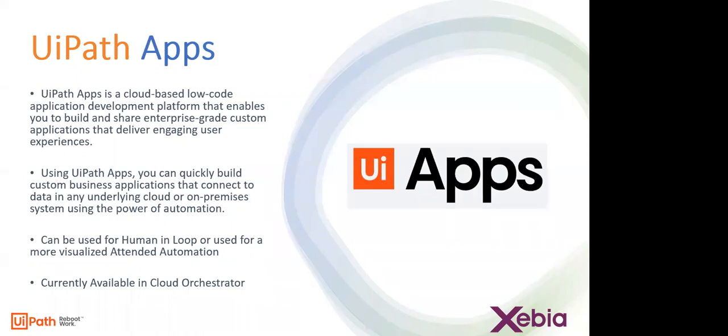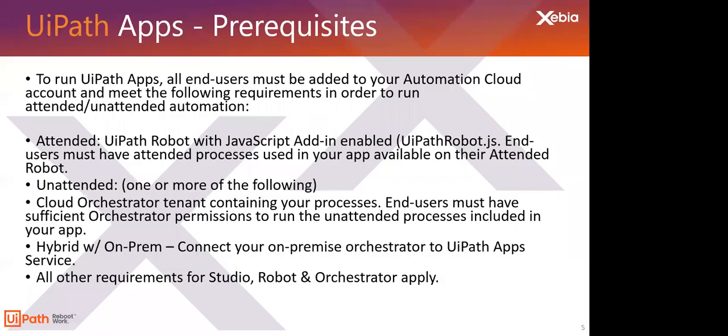They allow you to create a custom-built business application that connects to the data in an underlying cloud or on-premise system using the power of automation. The best thing about UiPath Apps is that you can allow a human in the loop for the whole thing. And you can create very good attended automations with proper visualization for the end user. Currently UiPath Apps is only available in the cloud Orchestrator. Moving on to the next slide.